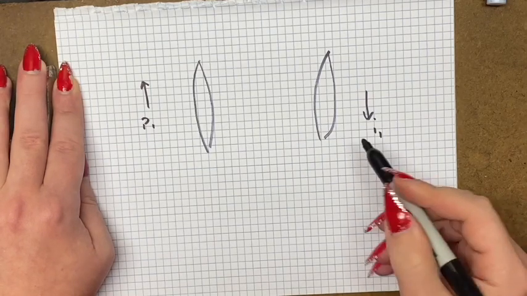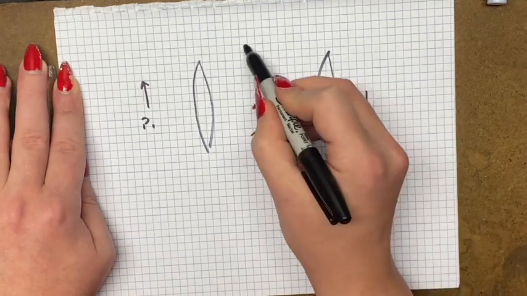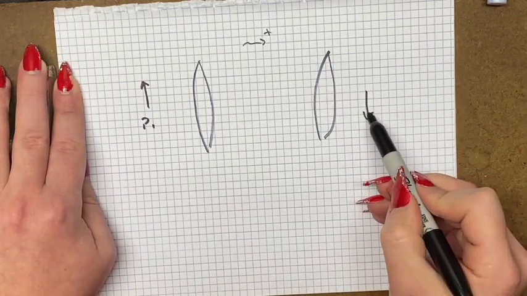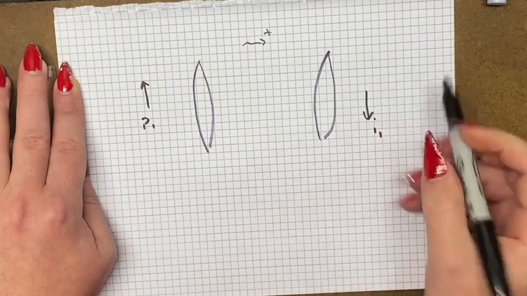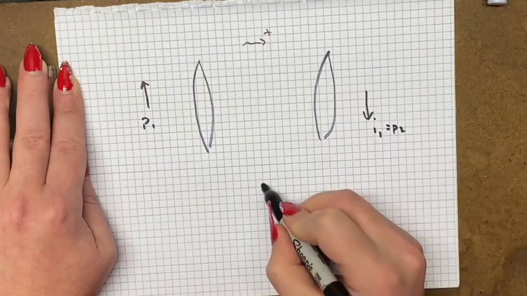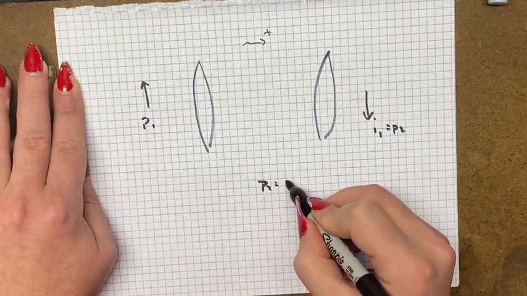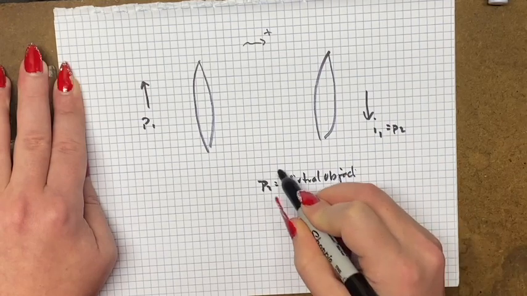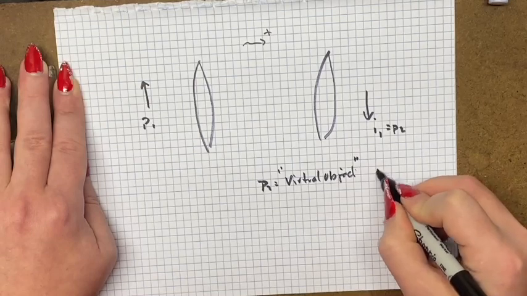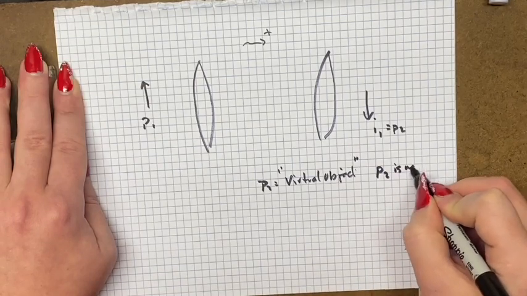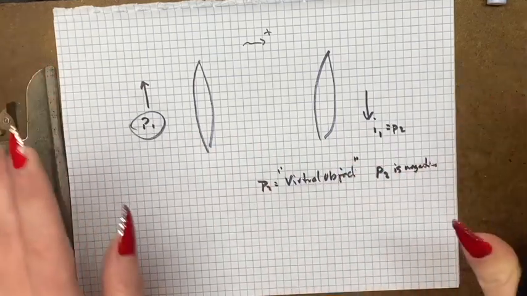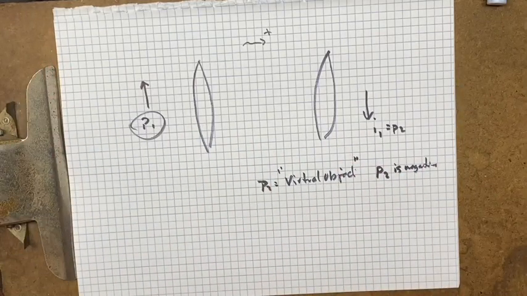What would you call the object distance for this lens? The light is still traveling this way, right? So what side is it on? It's not over here. This is a case where P2 is a virtual object. And that means P2 is negative. The first true object, that one's exempt from all the rules, right? It's always going to be plus.